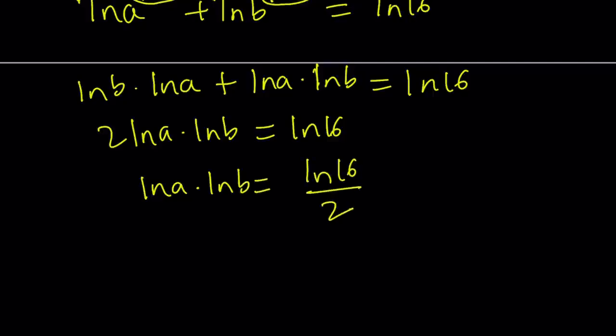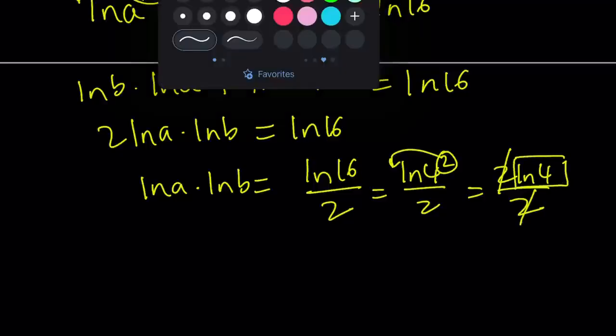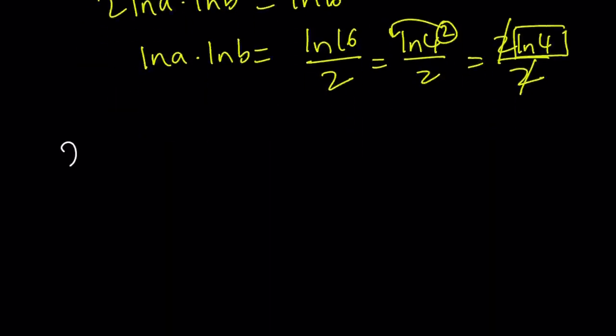Okay? Now we can simplify this because 16 can be written as 4 squared, and then we can move the power one more time. This becomes 2 ln 4 divided by 2. The 2 cancels out, and we end up with ln 4 as the answer. All right, so let's go ahead and take a look at the second method.